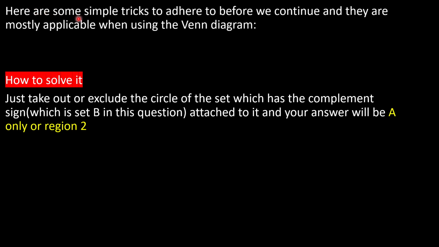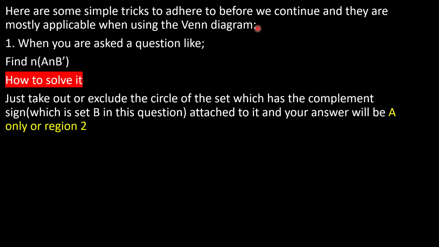So here are other simple things to adhere to before we continue, and they are mostly applicable when using the Venn diagram. Number one, when you are asked a question like find number of A intersection B complement, here the complement is put in front of the set B. So let's look at how to solve it. Just take out or exclude the circle of the set which has the complement sign.